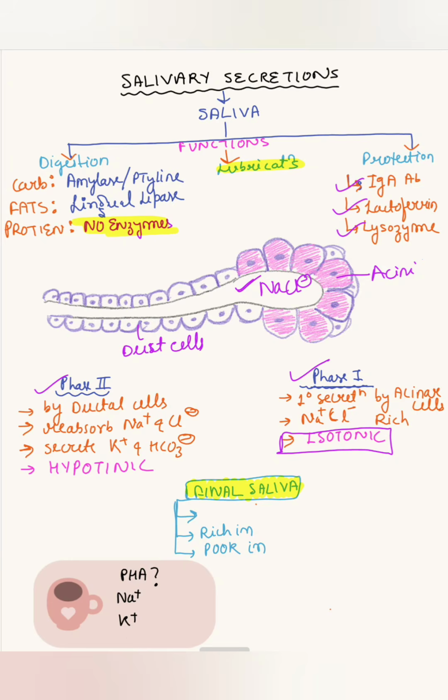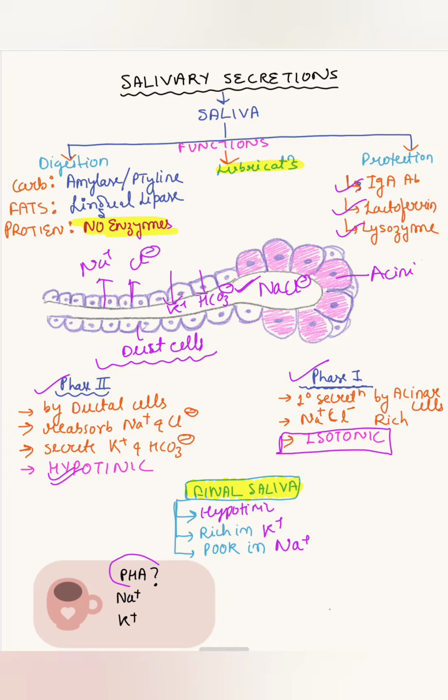Okay, now in phase 2 the actual modification is taking place in the ductal cells. What will they do? They will reabsorb all the sodium and chloride ions and in turn they will secrete K+ and HCO3- ions into the saliva. Okay, so what does the final saliva look like? It is hypotonic, and rich in what? Potassium ions, and poor in what? Sodium ions. Clear up to this?